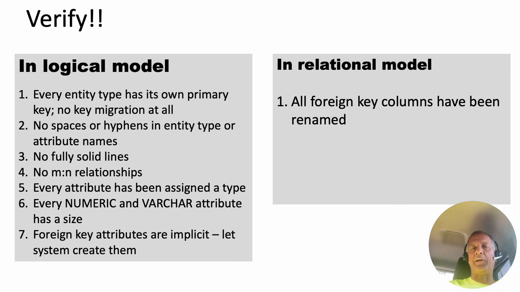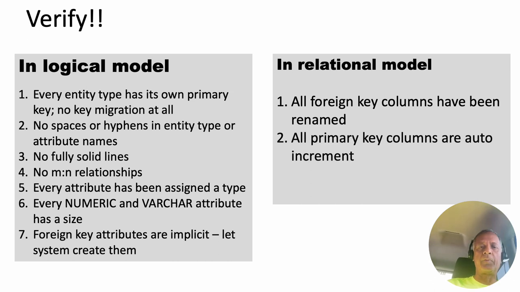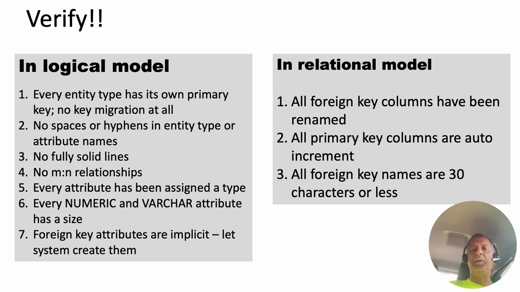And in the relational model, we did a few things. We renamed all of the foreign key columns, which this step is not mandatory. It's optional. You could do that or you don't have to do it. I would prefer that you do it. Second thing is we make all the primary key attributes auto increment. So we want to make sure we have done that. And finally, all the foreign key names, I'm not talking about the attribute names, I'm talking about the actual foreign key names themselves, they should be 30 characters or less. Otherwise, you'll run into trouble when you try to load your database description into Apex.